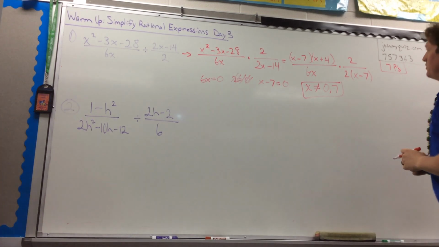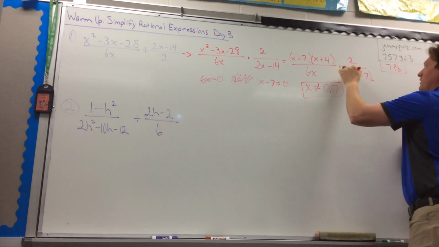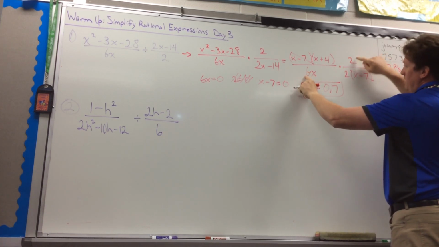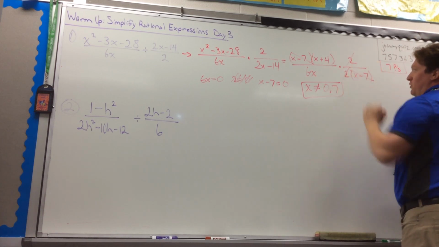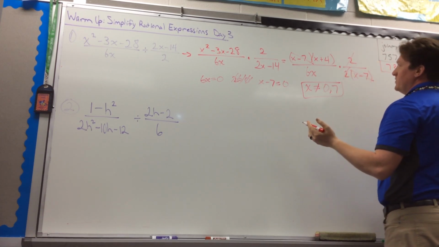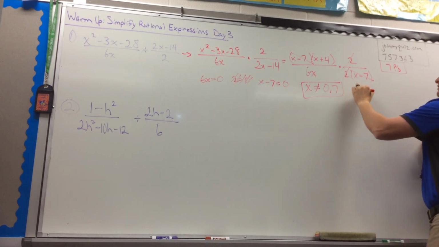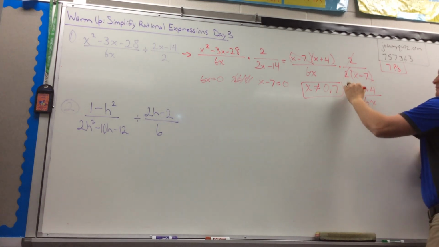Now I'm going to go ahead and cancel things out. X minus 7 goes away with that one. The 2 can cancel here to a 3, and then you'd have to multiply again, or I can just get rid of the same number. So those go away. There's nothing else that cancels out. We're going to leave it in factored form. Your final answer is x plus 4 over 6x. You must leave it in factored form.